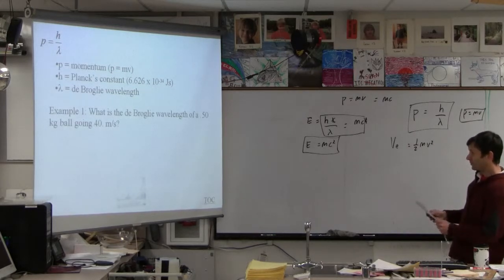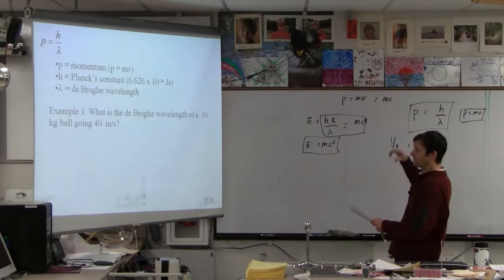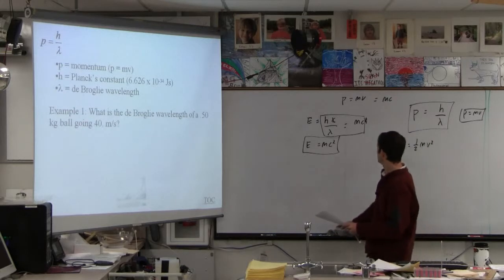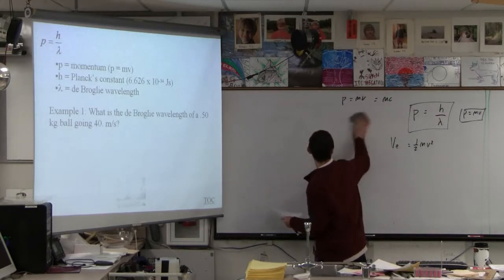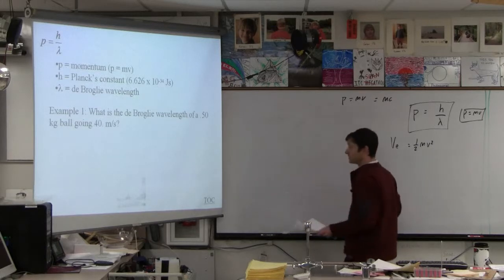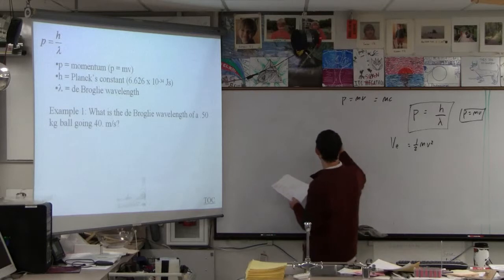And so the first question is, what is the de Broglie wavelength of a very heavy baseball, a very heavy ball? It weighs a pound. Imagine that. Going 40 meters per second. Holy cow. And the answer to this is just that it's ridiculously small, but let's go for it.